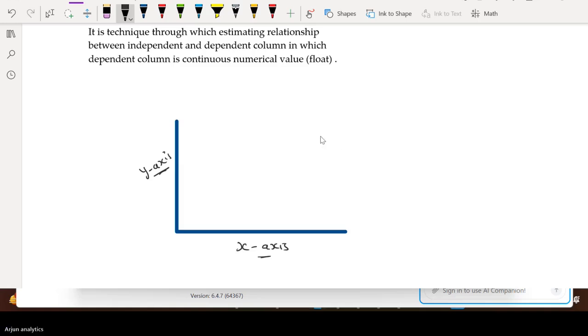Now, x-axis means independent columns. Y-axis means dependent column. Suppose I have some data over here with me, like this. There is a data like this.